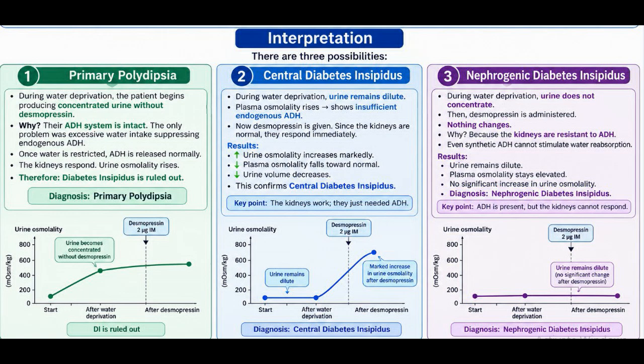3. Nephrogenic diabetes insipidus. Initially, water deprivation does not concentrate the urine. Then, desmopressin is administered. Nothing changes. Why? Because the kidneys are resistant to ADH. Even synthetic ADH cannot stimulate water reabsorption. Results. Urine remains dilute. Plasma osmolality stays elevated. No significant increase in urine osmolality. Diagnosis. Nephrogenic diabetes insipidus. Key point. ADH is present, but the kidneys cannot respond.